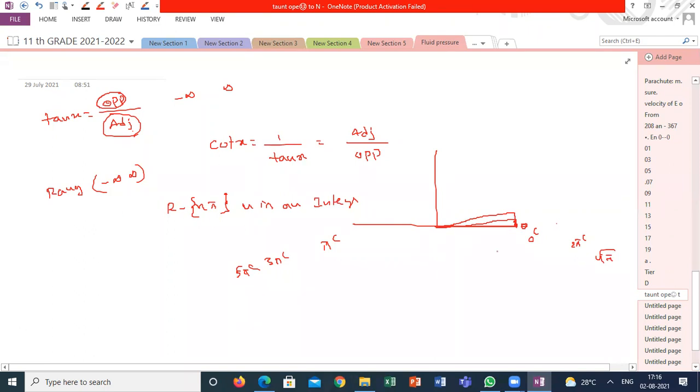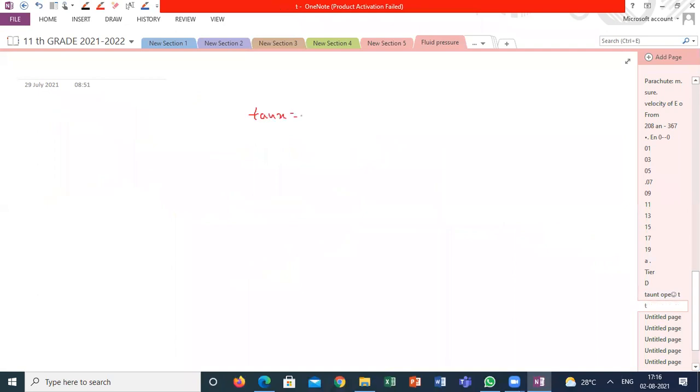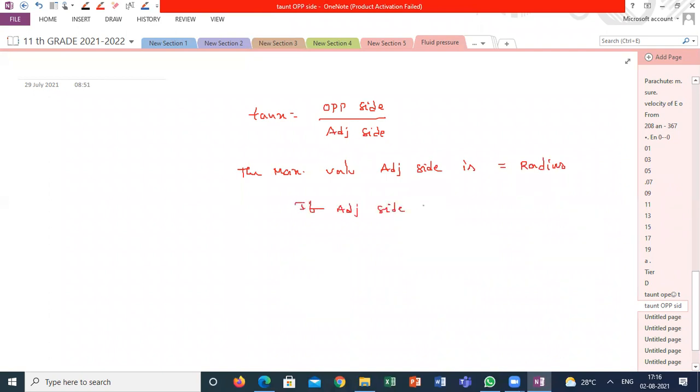Is it clear why I am saying it is minus infinity to plus infinity? Guys? See, what is the tan x? Opposite side by adjacent side, correct? Yes, sir. So, what is the maximum value of adjacent side? The maximum value of adjacent side is equal to radius, correct? If adjacent side is maximum, your opposite side is 0. Will you agree, everyone? Yes, sir. Correct. So, if adjacent side is maximum, the tan x value is 0.